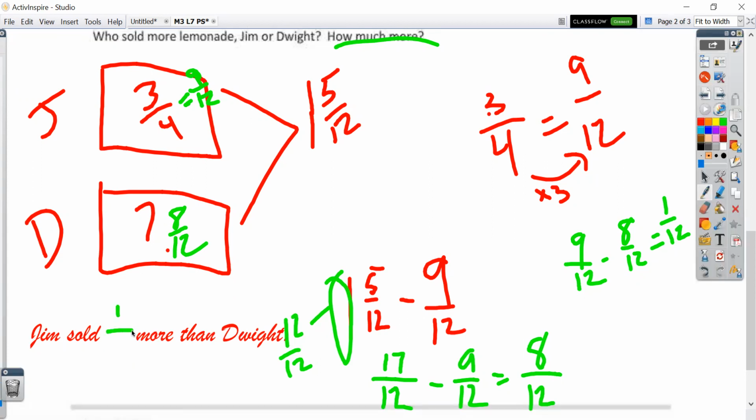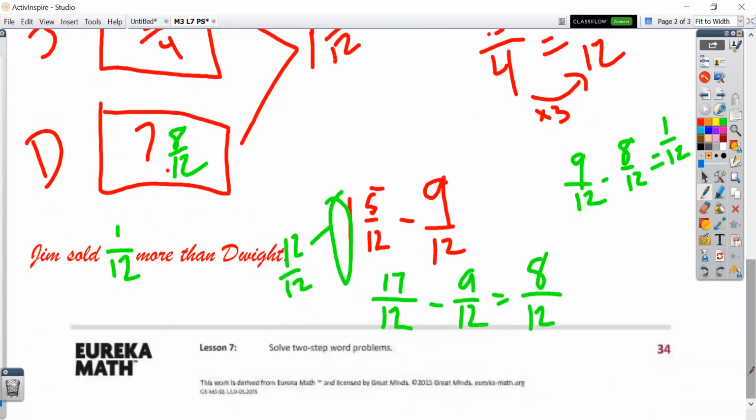It was 1/12 more. 1/12 of what more? Actually, I should have been a little bit more specific. 1/12 of, and I believe it was gallons. Let's just go back up, and it was 1/12 gallons more. Let's be a little bit more specific.